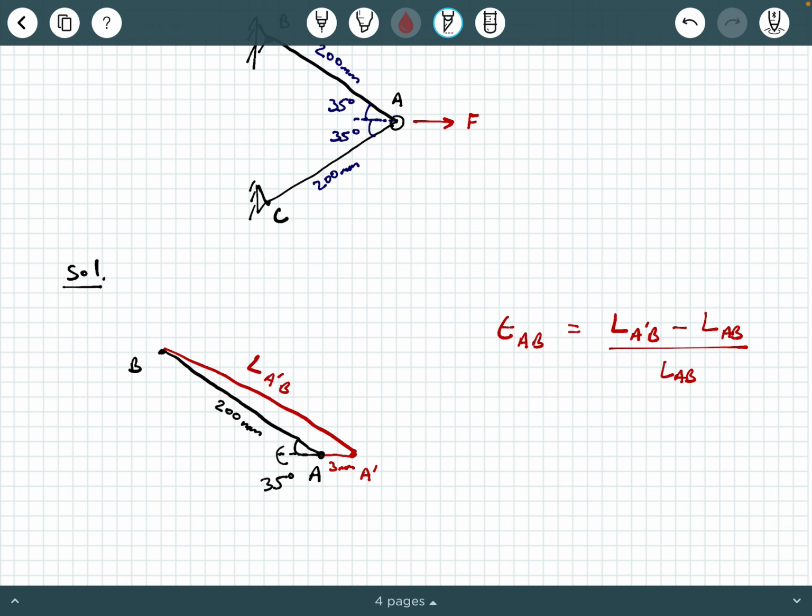So the question becomes, how do we do that? Well, we have this triangle here that's not a right triangle, and we might be stuck unless you remember what? If you remember from trigonometry or even statics, we can use the law of cosines here to help us figure out L A prime B.